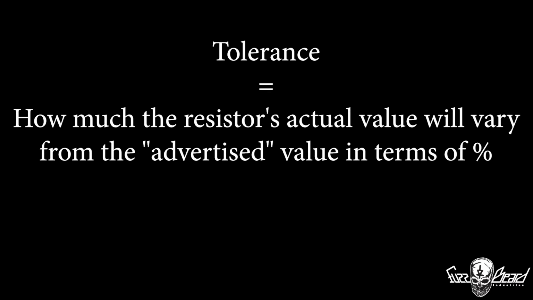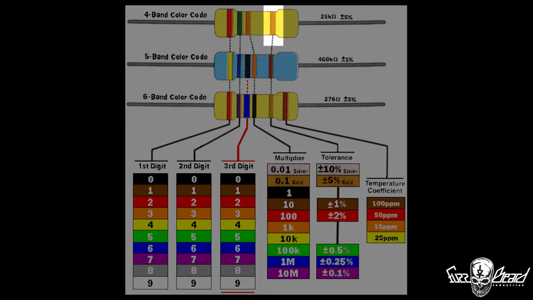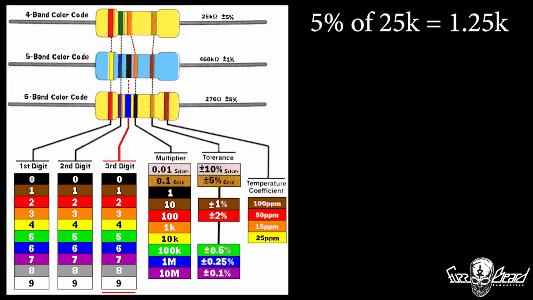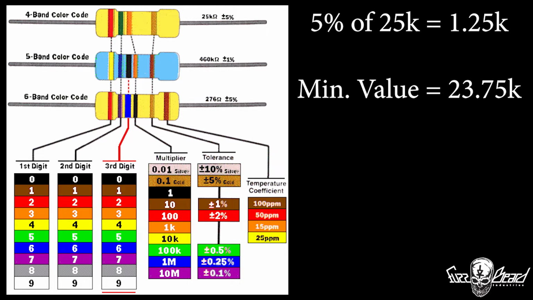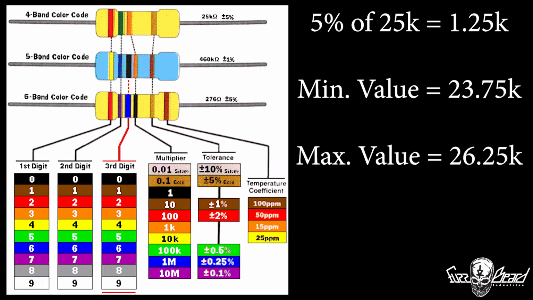So if we go back to our 4-band example, you can see that it has a gold tolerance band, which is plus or minus 5%. Meaning this could have a value anywhere between 95% and 105% of the intended value displayed by those coloured bands. 5% of 25 kiloohms is 1,250 ohms, or 1.25k. So the value could be anywhere between 23.75k and 26.25k.